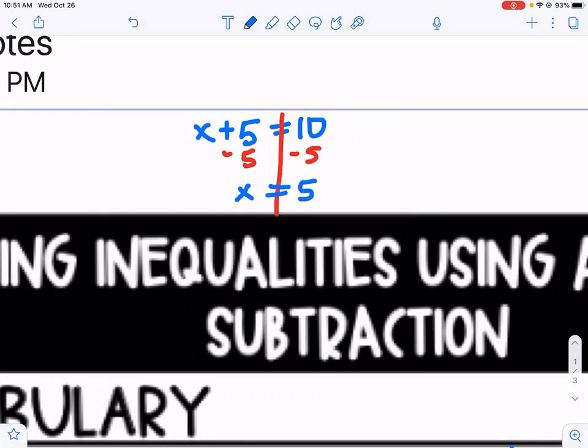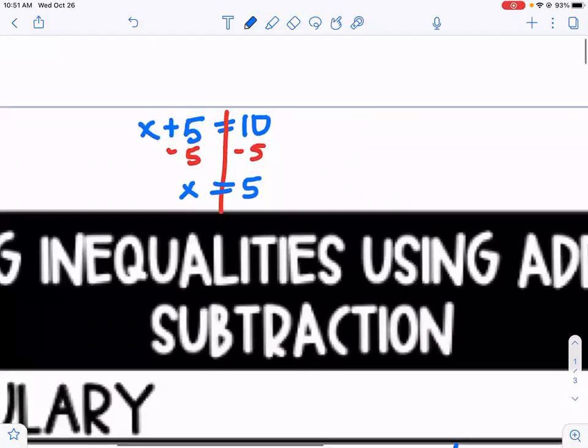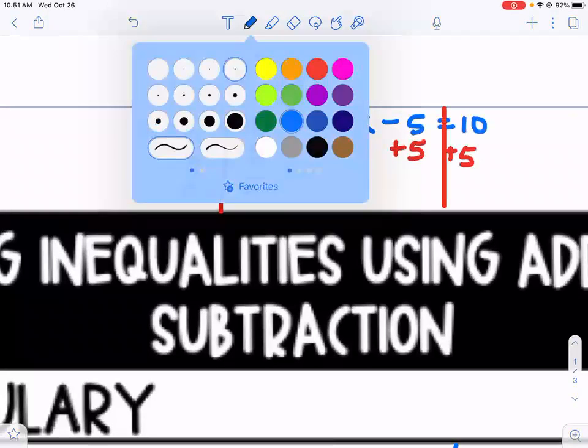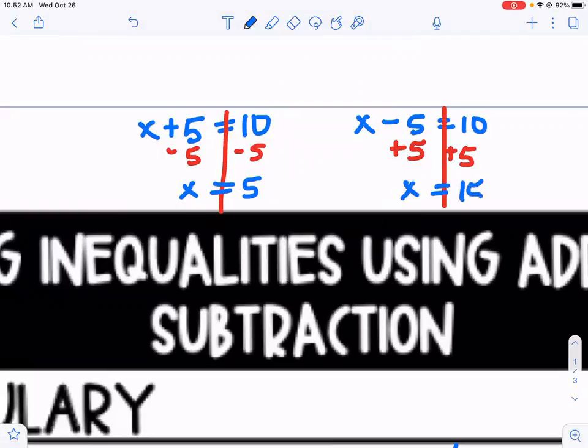Okay, now, Brady, what if I have x minus 5 equals 10? What do we have to do? We add 5 to both sides, and we would get x equals 15. Guess what? We're going to do the same thing, but with inequalities.